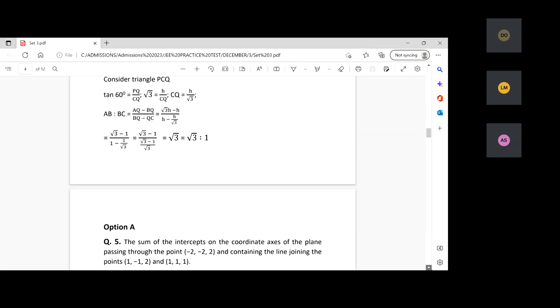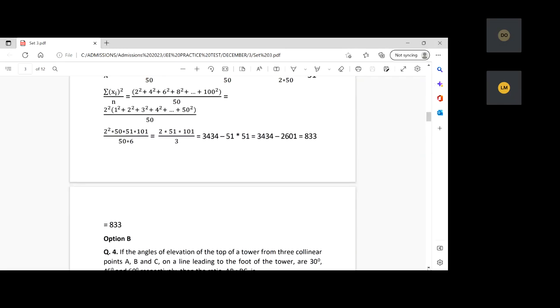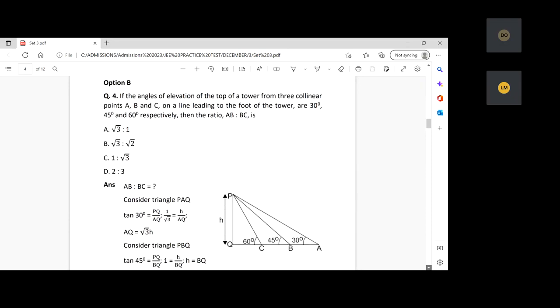I think a lot of students have answered it correctly, and the correct option for this question is option A. I hope you understood how you need to solve this question. If you have any doubts, just type them in the chat box. I'll show this question once again. So this is the question. I'm just looking into the chat box. If there is any doubt, please do respond.